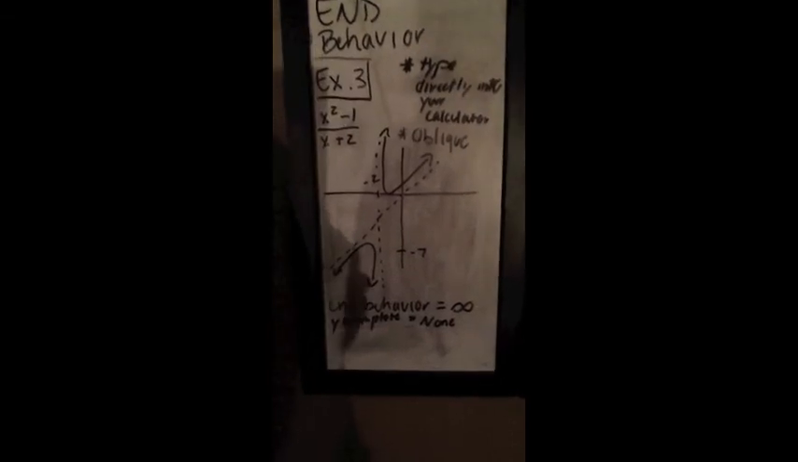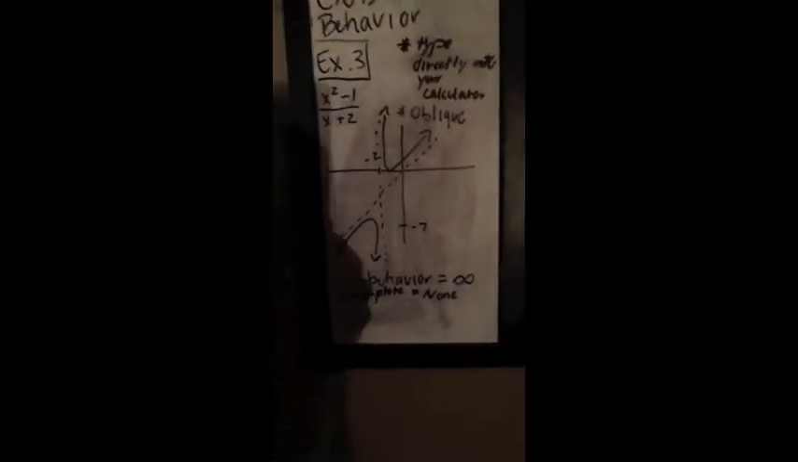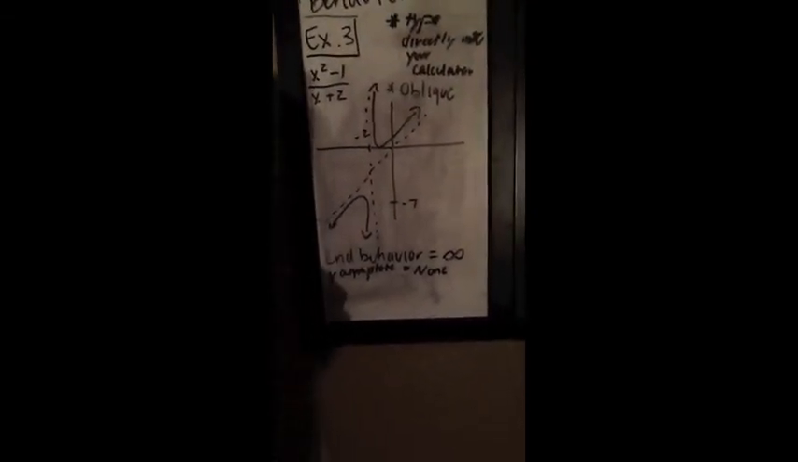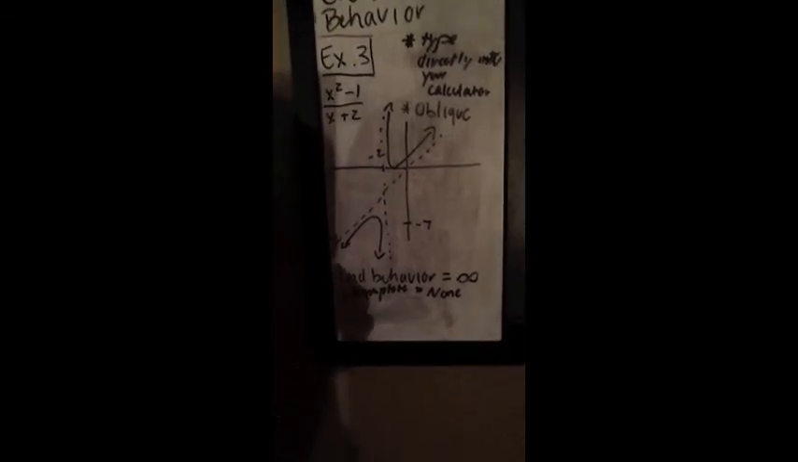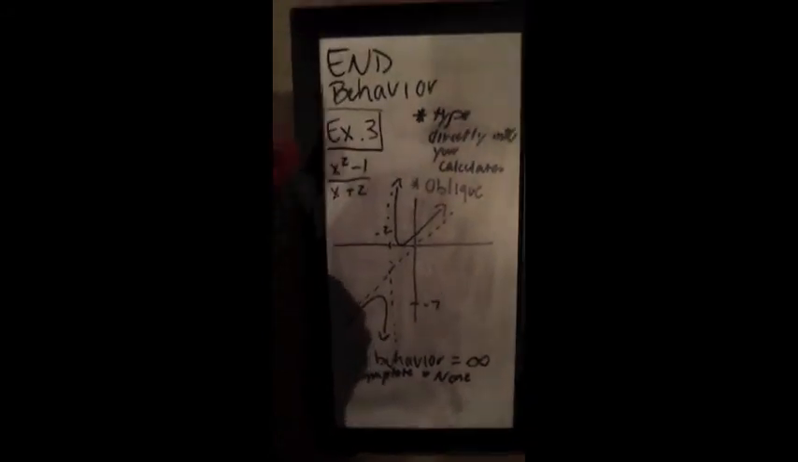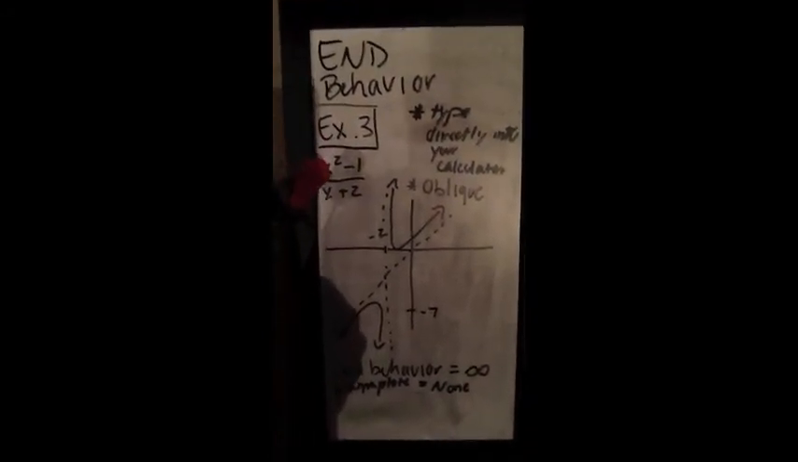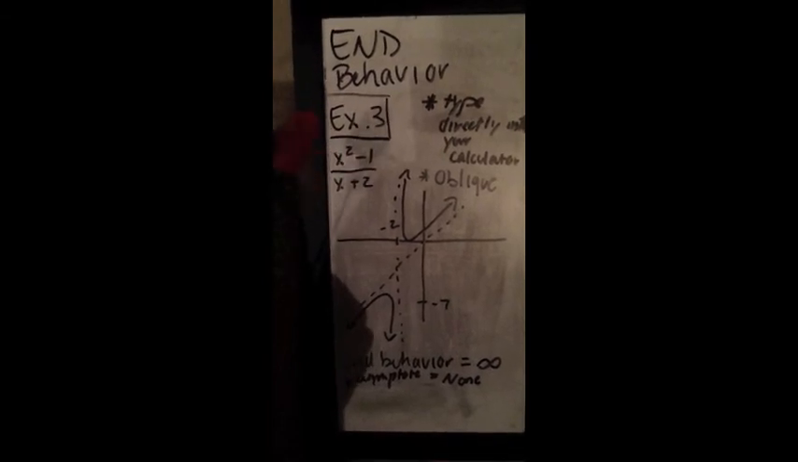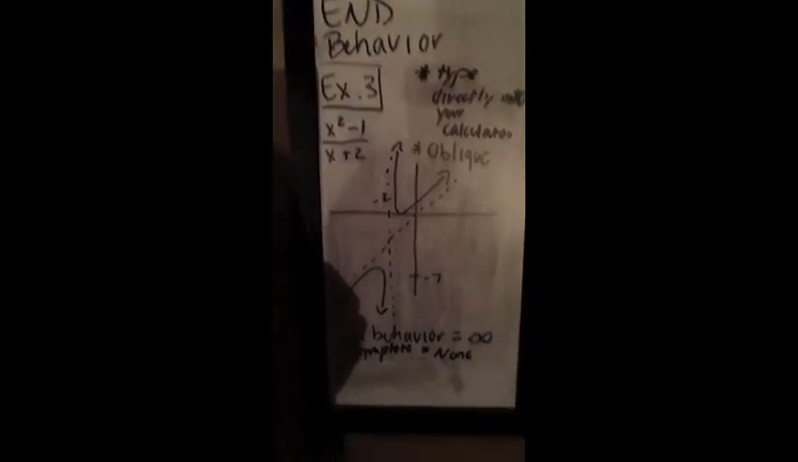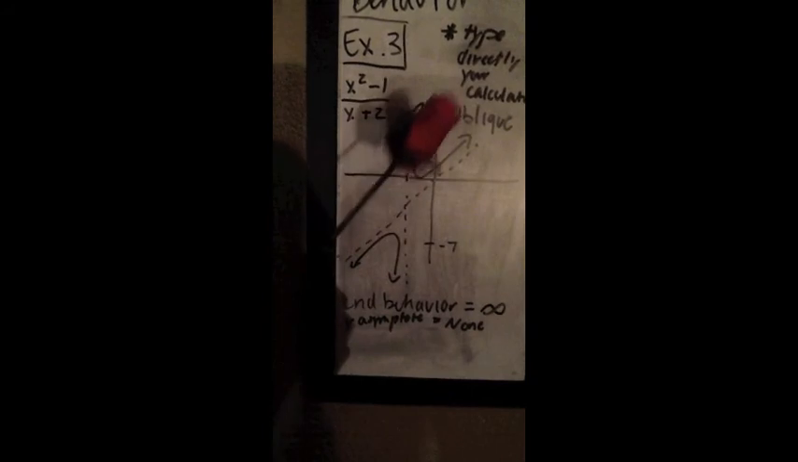Graph it. Your graph might not look like this at first because you probably have to zoom out, because of it being located at -7. The reason it looks like this is because it is an oblique asymptote. This is because your exponent is larger on the top than it is on the bottom. That's why it has this diagonal asymptote.